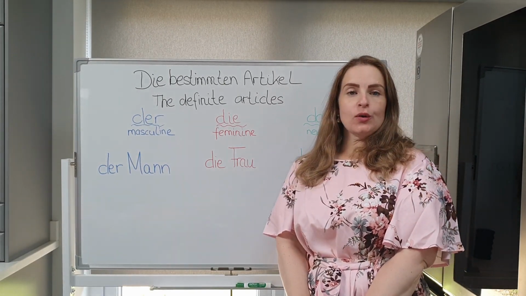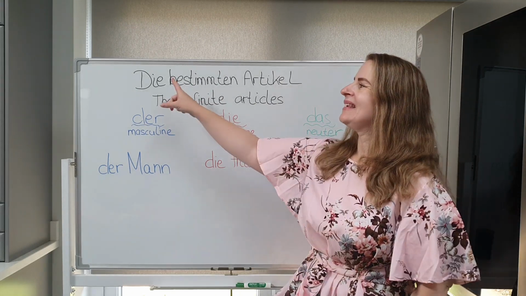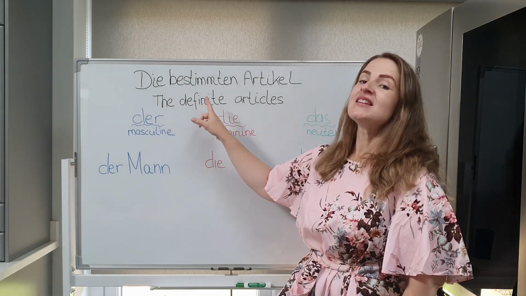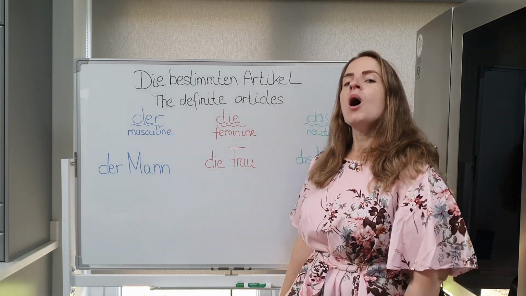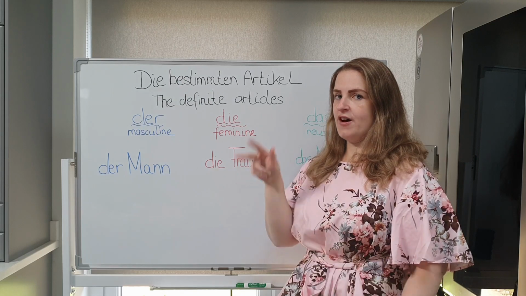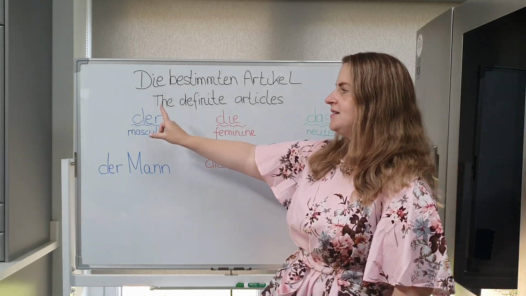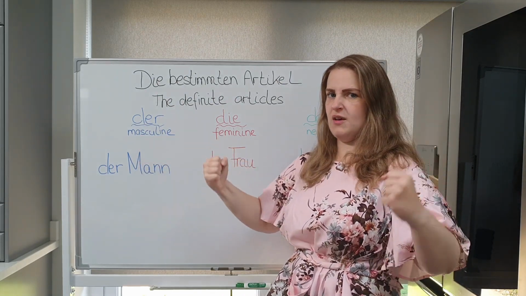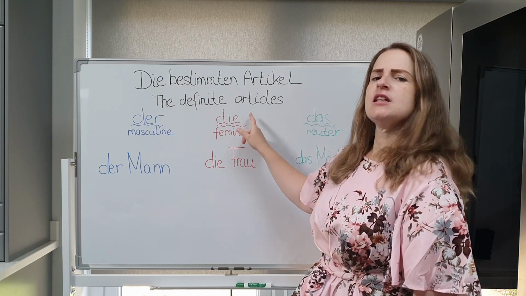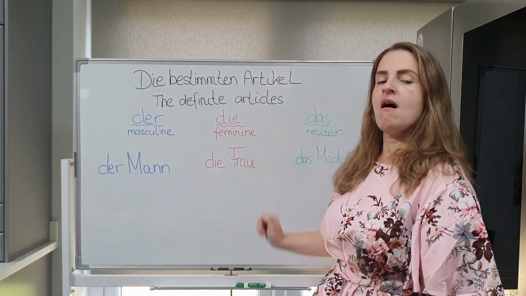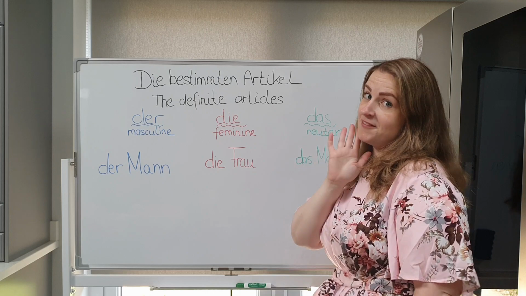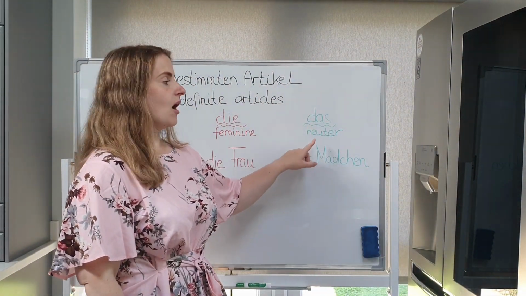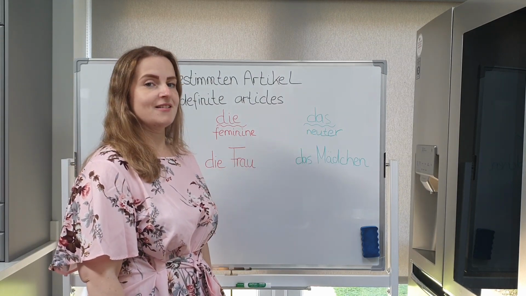In this video, you will learn all about die bestimmten Artikel, the definite articles. Well, in the German language, we have 3 of them. Der is our masculine article. Masculine. Die is our feminine article. Feminine. Das is our neuter article.